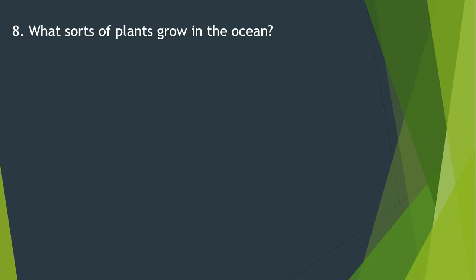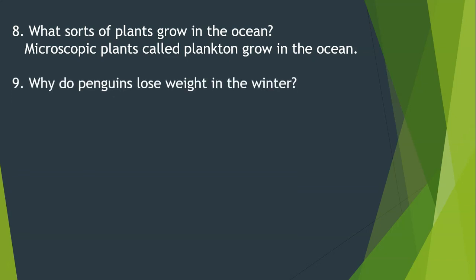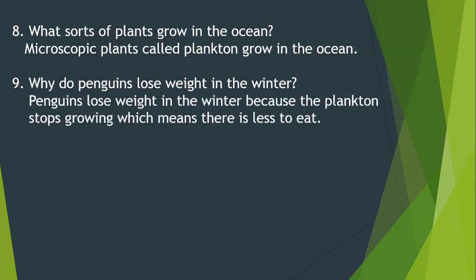What sort of plants grow in the oceans? As I already told you, microscopic plants called plankton grow in the ocean. Why do penguins lose weight in the winter? Why do they lose weight? Because the plankton stops growing, which means that there is less to eat. The plankton cannot grow during the winter time, so the penguin does not have enough to eat, and so their weight will reduce.